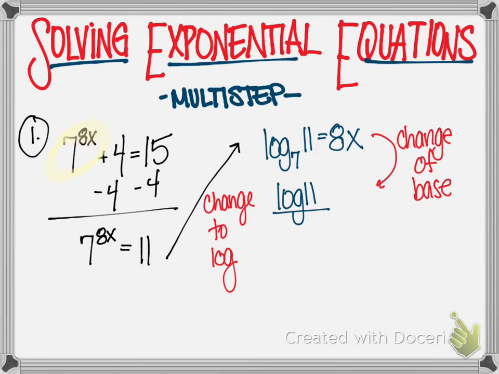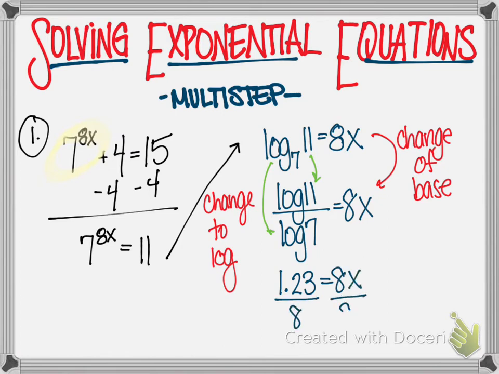So we put the big number up top and our base in the log down the bottom. And I typed that in my calculator. It worked out to be 1.23. We're going to always round to 2 decimals, at least, you can always do more. And finally, I can divide by 8 to get x alone. So that's our first example. Let's try one more here.